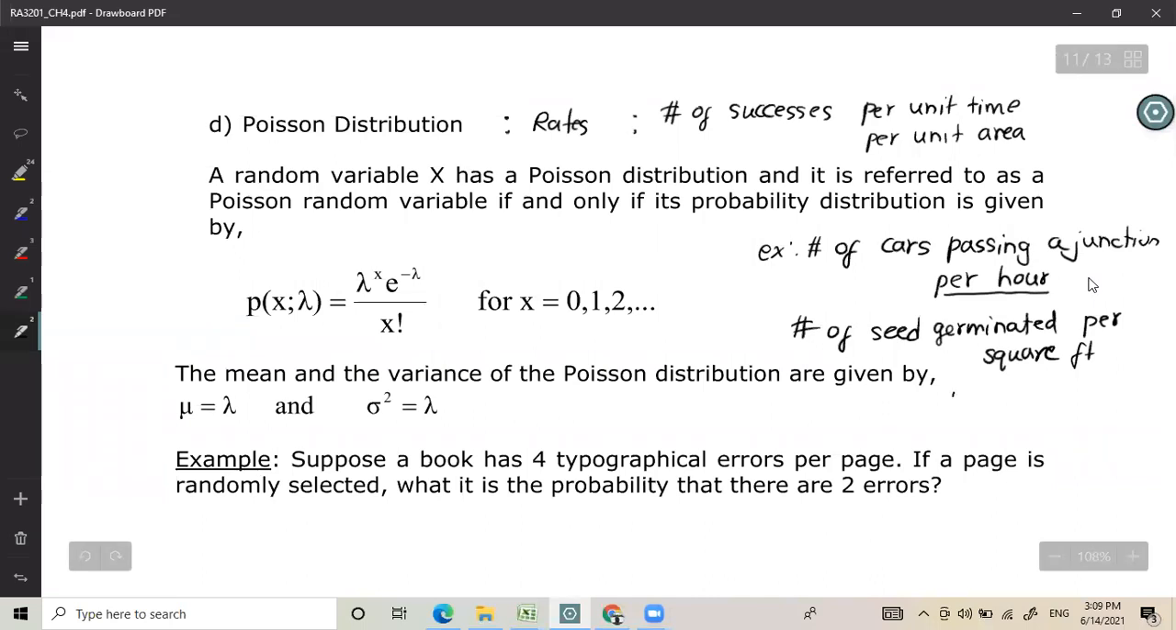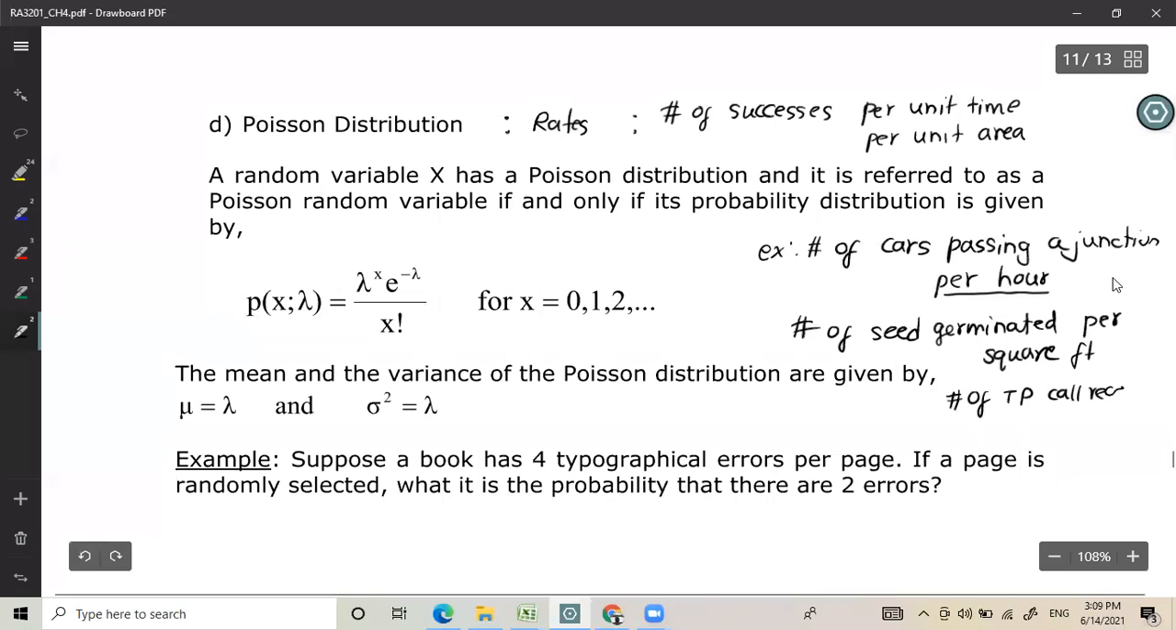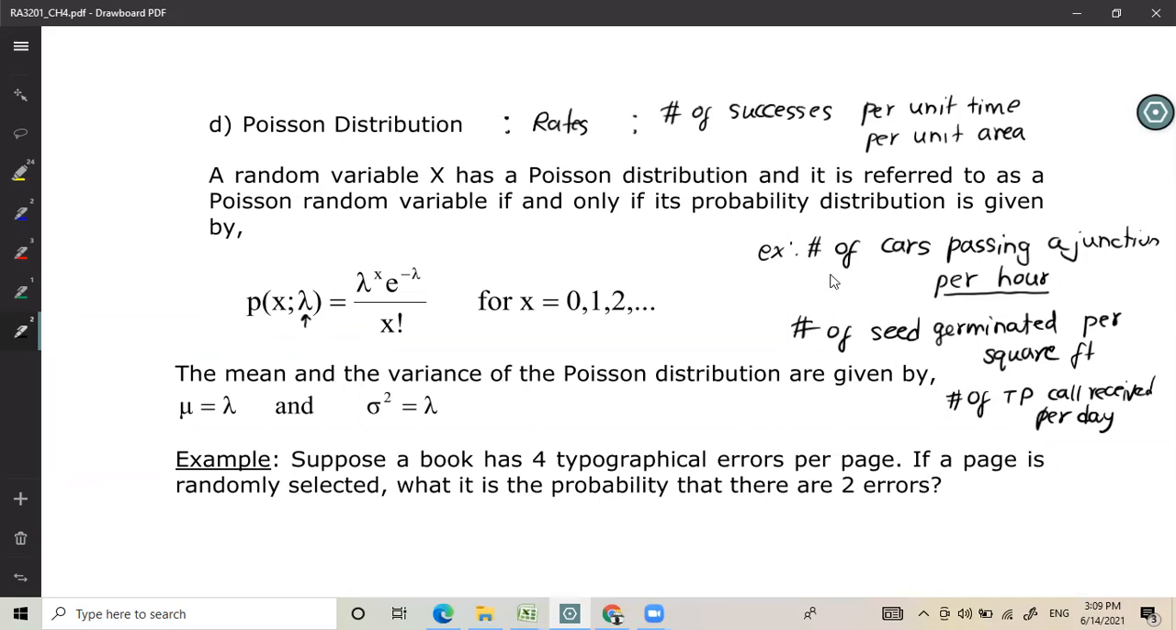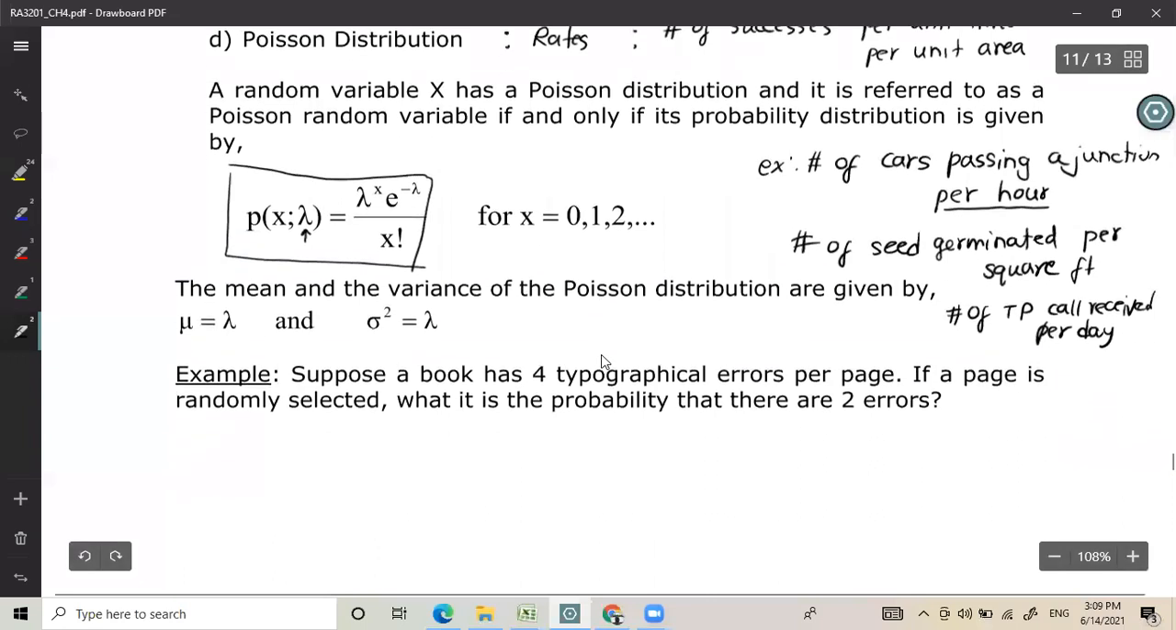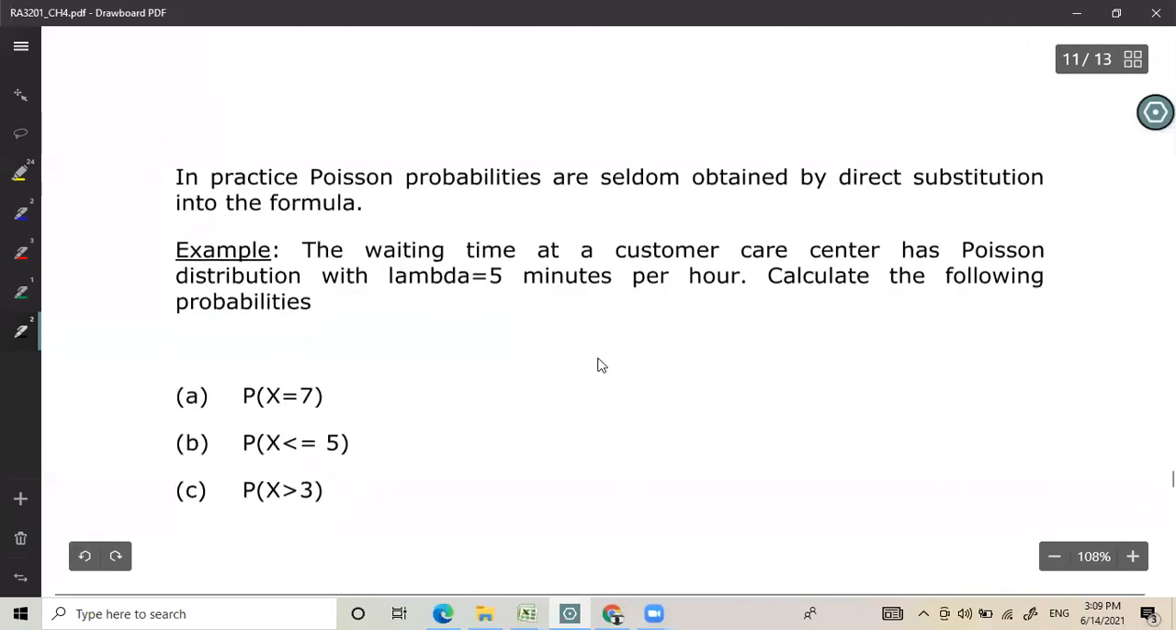Okay, another one, let's say number of telephone calls received per day, right? Something like that. So these types of variables, you can describe them as a Poisson distribution. In this one, you have only one parameter. See, only one parameter, x is the random variable. This lambda is called the rate parameter, okay? And here is the equation. Again, you don't have to memorize it. It has a factorial, e to the power terms and everything, but if you want, you can do the hand calculations, but we have the tables again.